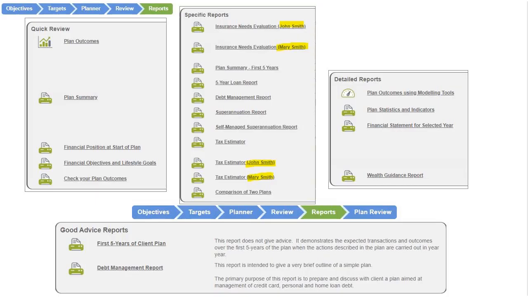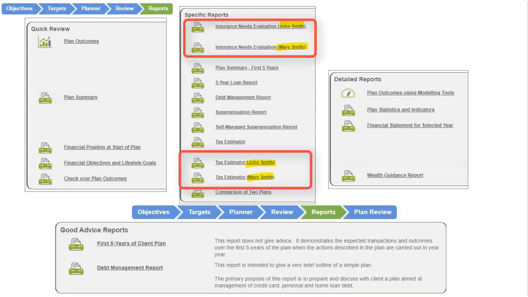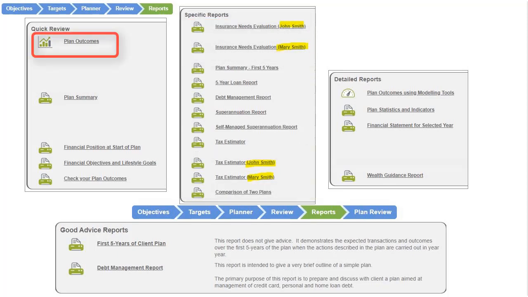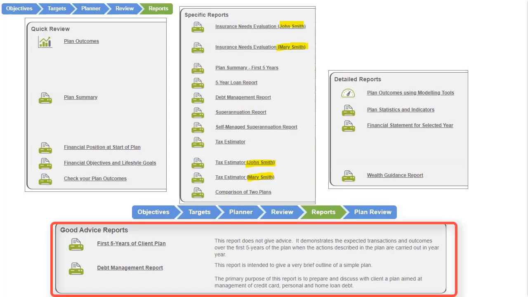On the report chevron, you have 3 sets of reports. Note that for the insurance needs evaluation and the tax estimator, there are separate reports for each partner. The plan outcomes will give you a detailed view of the total plan in both present and future value. If you are using Financial Mappers Pro or Financial Mappers Lite, you will have a 4th panel of reports created by the company providing access to the software.